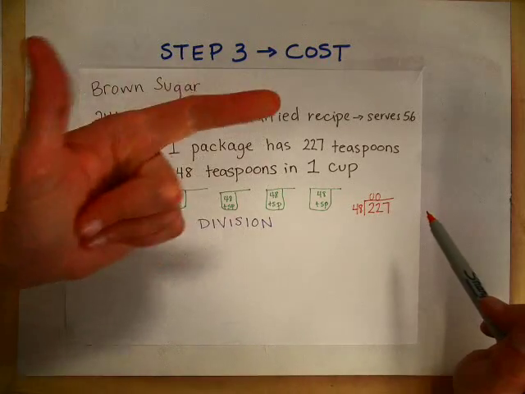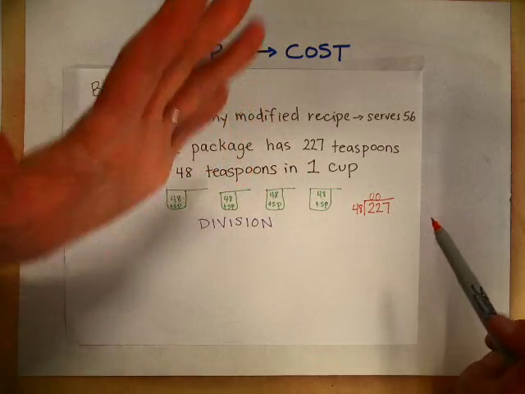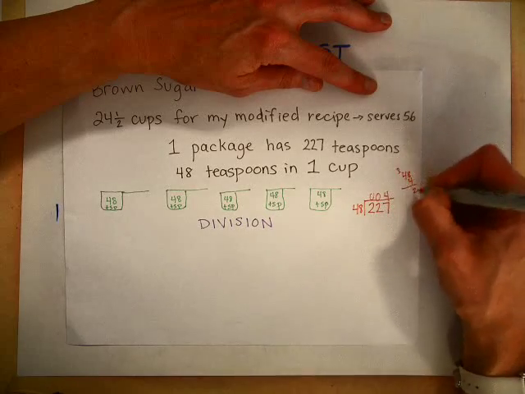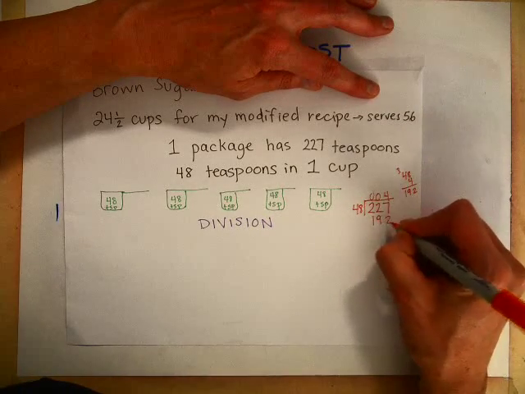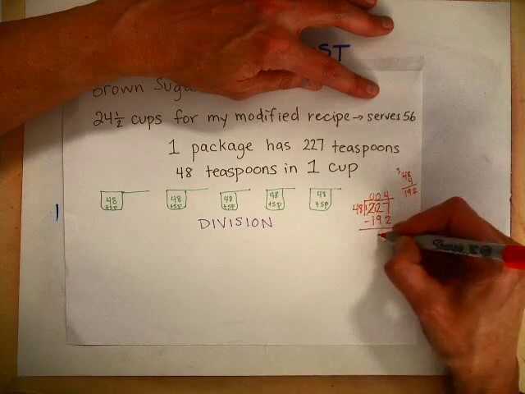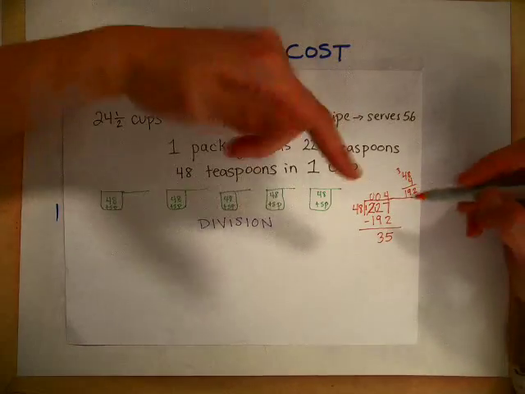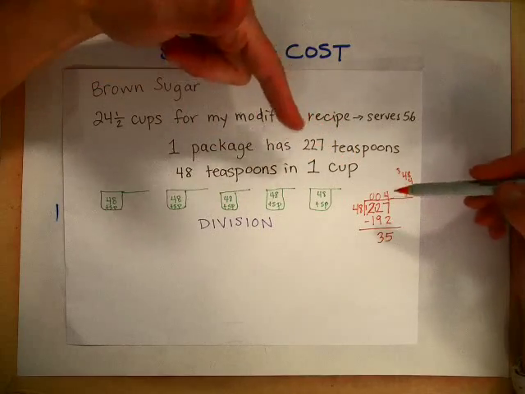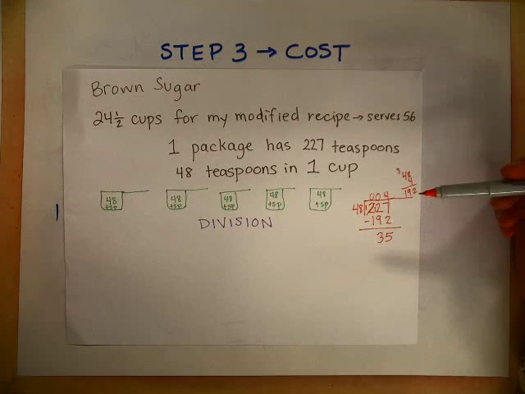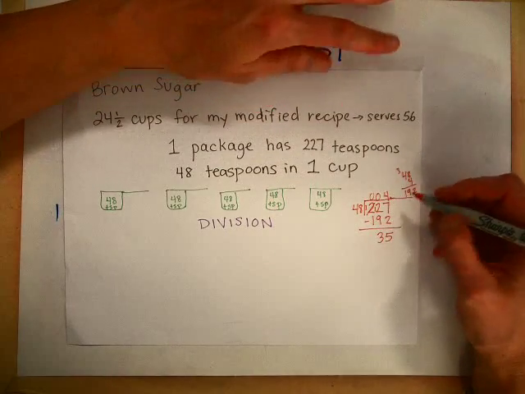So let's see, 50, 100, 150, 200, 250, it might not quite go in that much. Okay, 48 times 4, 2, 3, 192. Okay, 192, subtract, regroup, 12, 3. Now I have 35, okay. I'm going to keep going. I know that there's going to be a little bit more than 4 cups in the 1 package, but I kind of want to know how much more. That way I don't have to overbuy a lot. So I'm going to keep going at least 2 more numbers.